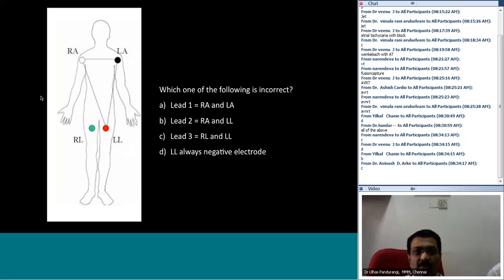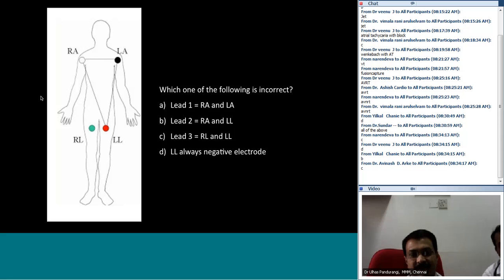Two very basic questions. Which one of the following is incorrect? Lead 1, does it utilize the right arm and the left arm electrodes? Lead 2, does it utilize the right arm and the left leg electrodes? Lead 3, does it involve right leg and left lower leg? Or left lower leg always is a negative electrode? Which one of the following is incorrect?